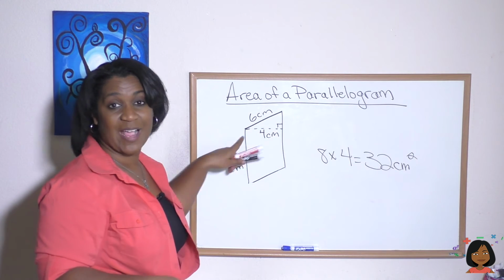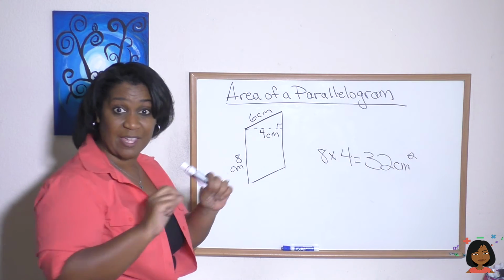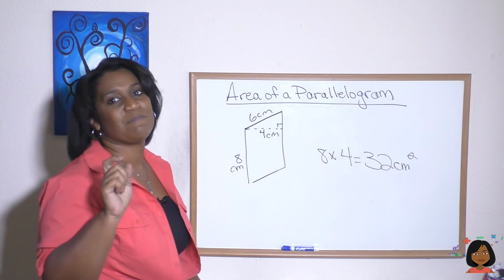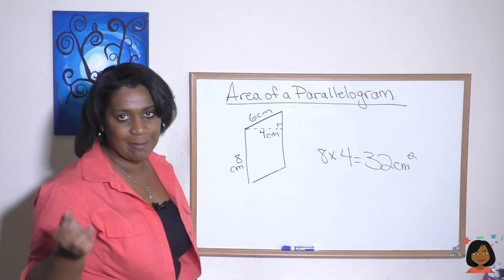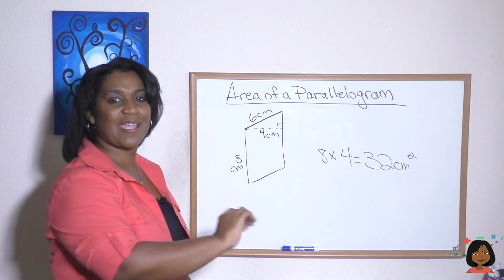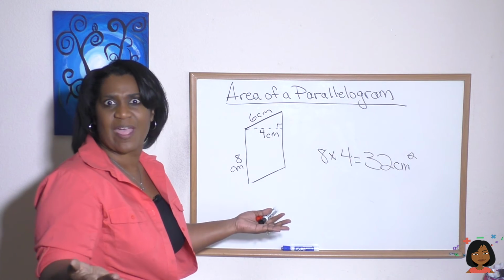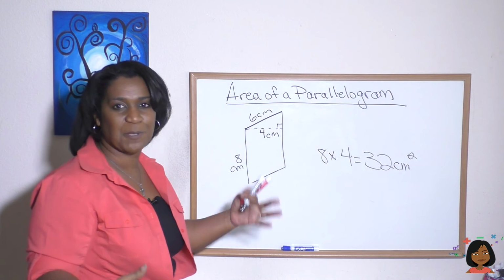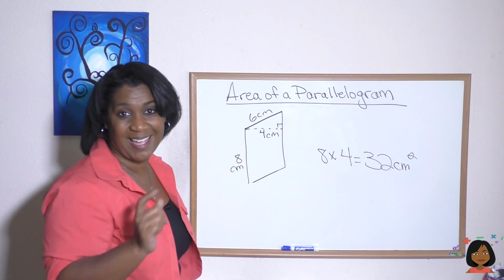If you can do base times height, just remembering that height is not always that side, but it has to do with where that 90-degree angle would fall and the length at that moment, then you've got area of parallelogram down cold. Always remember in your mind that cutting off that little triangle and sliding it over, and it's like, oh, I have a rectangle. That hopefully will help you remember that we're looking for the height.